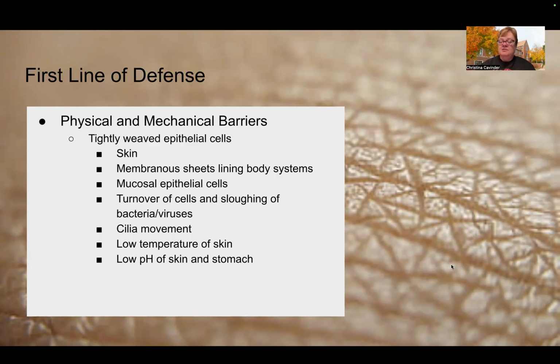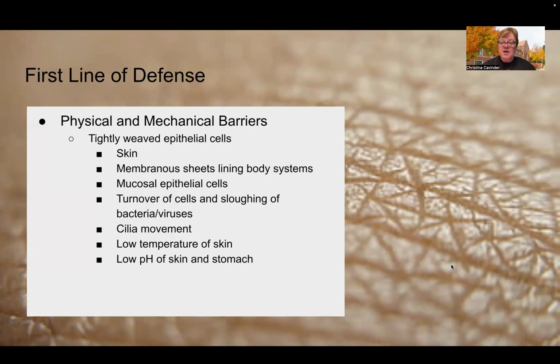So then if you have a break in the skin, you have a mechanism for bacteria or other infectious diseases to enter the body. You have membranous sheet lining of your different body systems, and those help protect against infectious disease. You have your mucosal epithelial cells that give off mucus to block and trap the infectious agents so that your body can get rid of it. You do have turnover of cells and sloughing of bacteria and viruses.